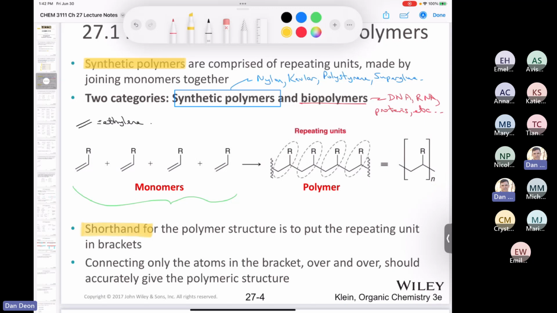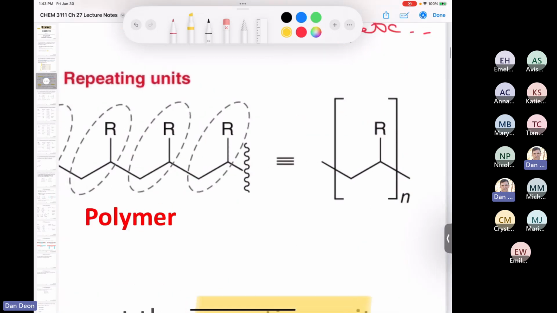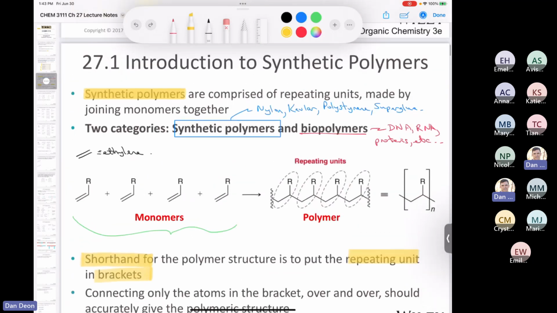So again, the square brackets are a shorthand, but I highly recommend using this. And we're going to use this many times, just to put the repeating unit in brackets. So it says here, connecting only the atoms in the bracket over and over should accurately give the synthetic polymer structure. So all it's saying is, if you take the repeating unit that's inside these square brackets, you keep drawing it a million times, it should make the polymer. And you can clearly see that here it would make the polymer, so that's a good thing.